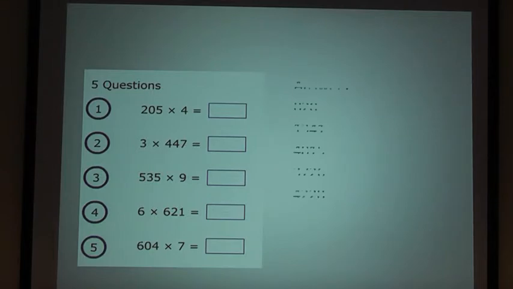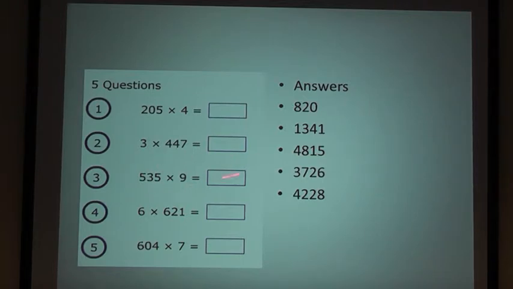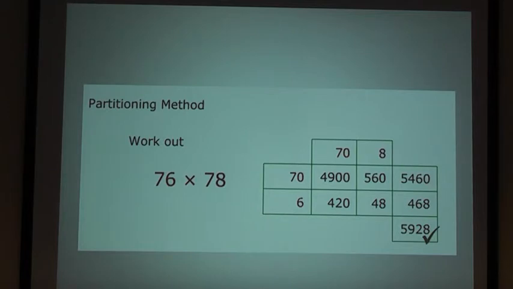Okay, so 205 by 4 gives you 820, 3 by 447 gives you 1341, 535 by 9 gives you 4815, 6 by 621 gives you 3726, and 604 by 7 gives you 4228. So let's make them slightly more complicated.